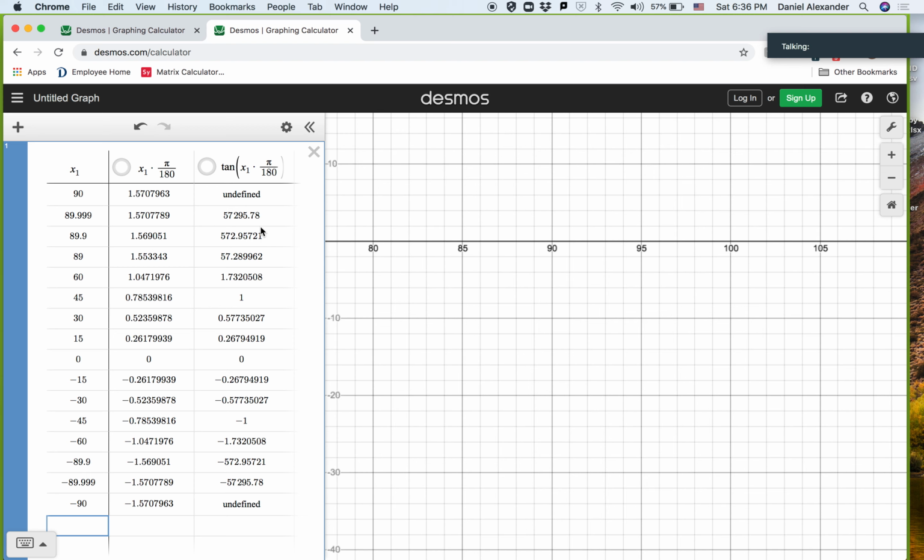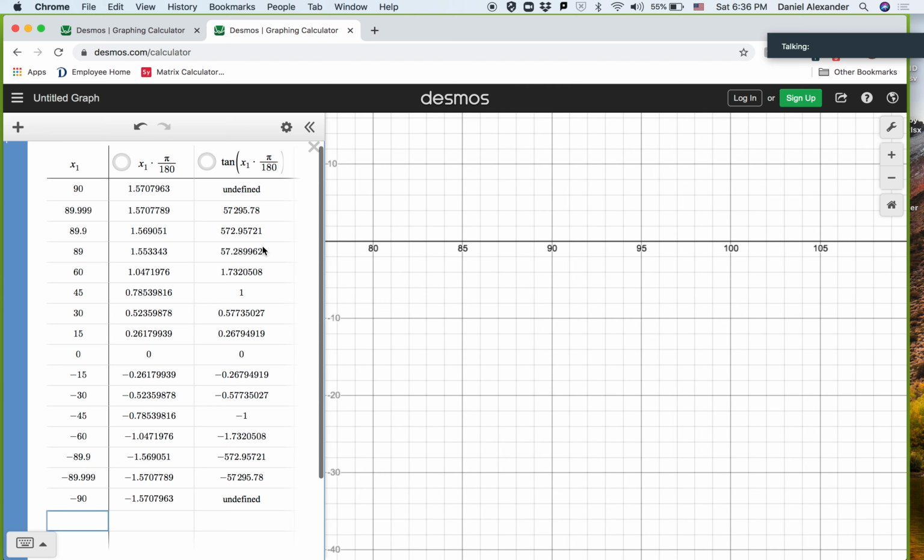Okay. So again, I just took a bunch of values and plugged them into the computer, and this is what I got. Just by looking at that, you can see that as we get closer to 90, the values are getting bigger and bigger and bigger. It's actually going to be an asymptote there. Then when we get towards minus 90 degrees, we're going to get the same thing.